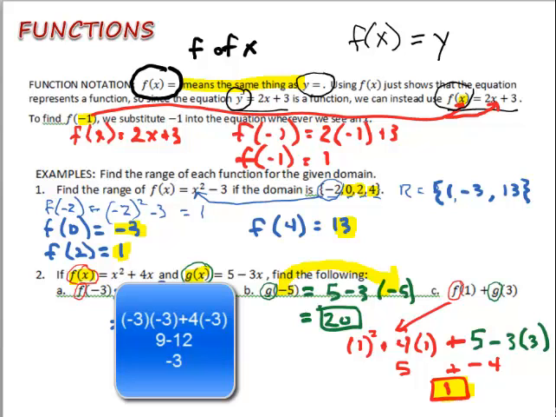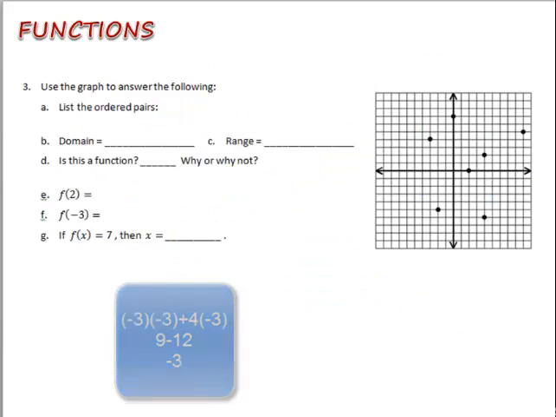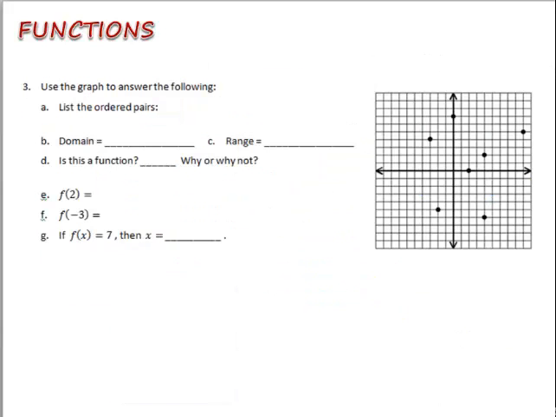All right, let's go ahead and do one more example, and then we're going to get you finished up for the evening. This example puts together all the parts from yesterday and today. So you're going to use the graph to answer the questions below. List the ordered pairs, list the domain, the range, is it a function, why or why not, and then find f of 2, f of negative 3, and find x when f of x equals 7.